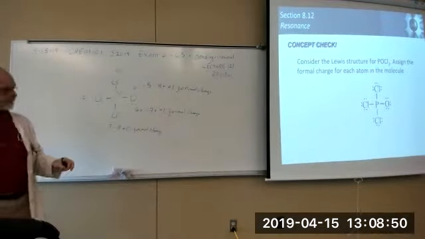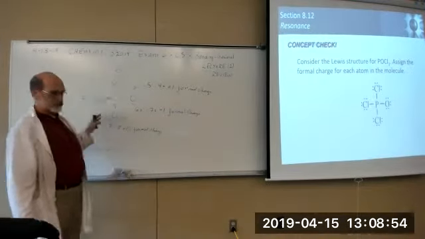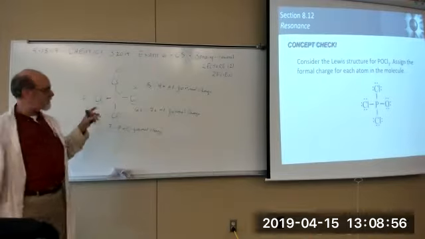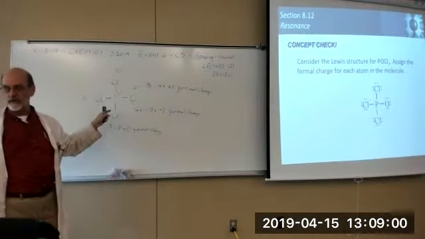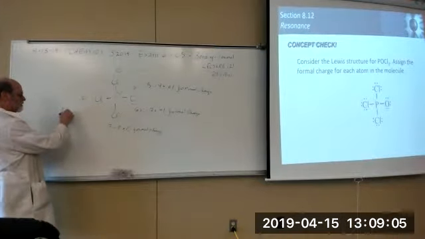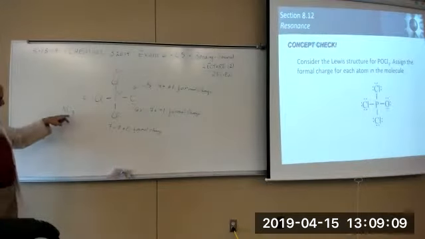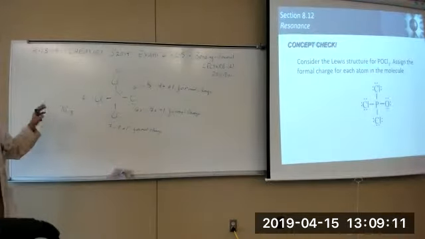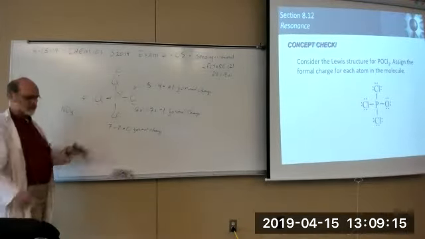Okay? Now, notice also that when you add up all the formal charges, they have to equal 0 because there's no charge on this molecule. For the nitrate, if we calculated the formal charge for each one of these oxygens and the nitrogen, they would have to add up to -1. Okay? That's just a rule.